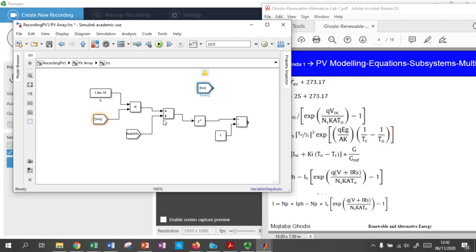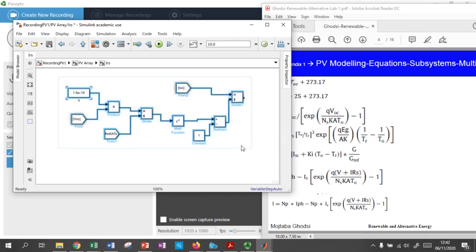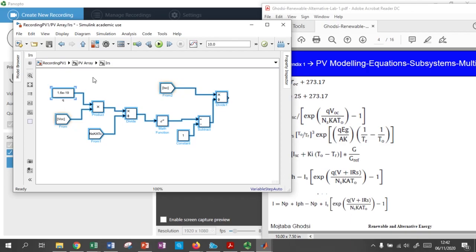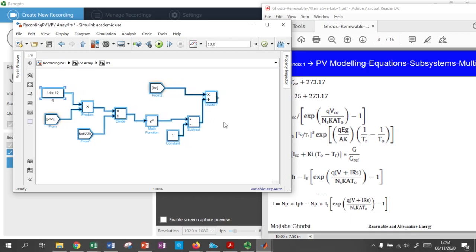Then we should divide it. Okay, we need one division. We will copy paste here, one here to this one, and the other one to this one. Okay, let's move them a little back. Yes, this is the output of this one. Then we can find one output for this one.